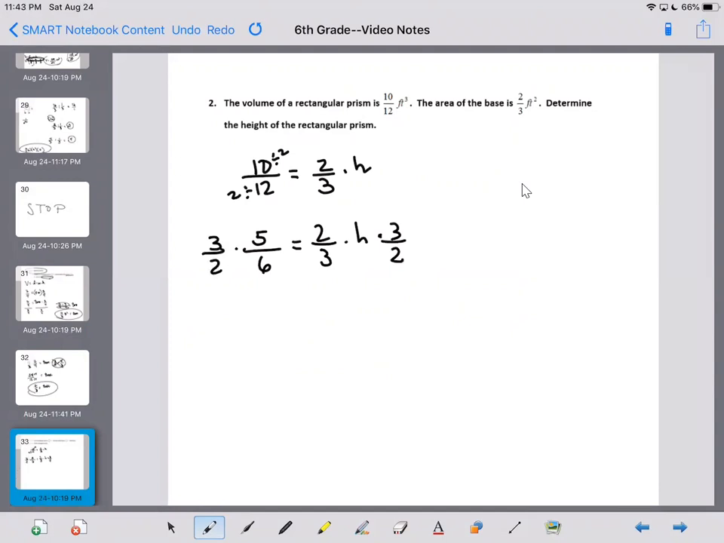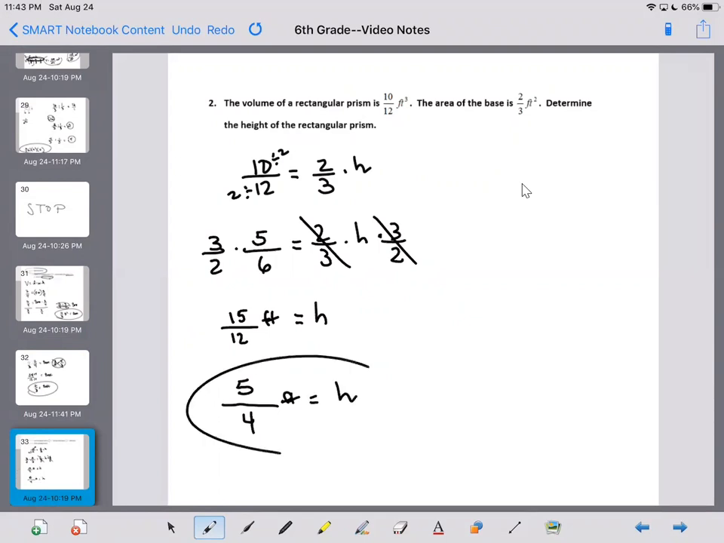And that means this would go to 1. And so we'd get 15/12. And this would be feet. And 15/12 could be simplified. Divide 15 by a factor of 3 to get 5. Divide 12 by a factor of 3 to get 4. So we would get 5/4 feet as the height.